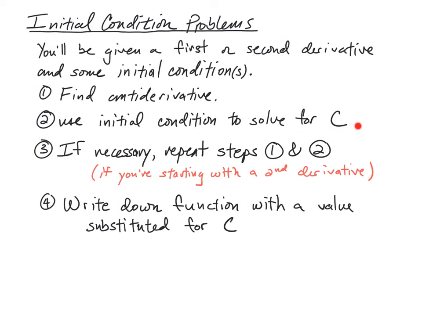If you get some extra information about the original function, then you can solve for c. So we will have to have a plus c to begin with, but then we can use the extra information we have to actually solve for c. And if you are given a second derivative, you have to repeat steps 1 and 2 until you get to the original function, aka no derivatives. You'll see in the examples. The last step then is to write down the function with a value substituted for c. Let's take a look.